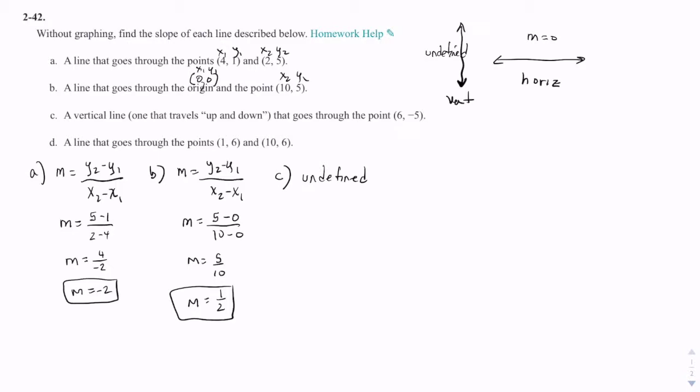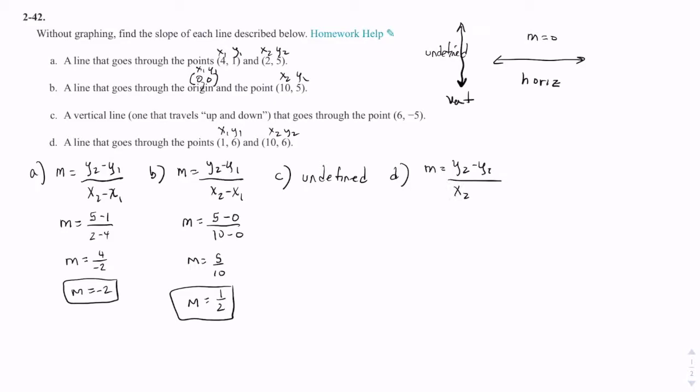And then D, a line that goes through these 2 points. So again, it's x1, y1, x2, y2. And if you notice, they're giving us a horizontal line. They could have just said, what is it for a horizontal line? But they didn't. They gave us 2 points. So we could just use our formula. We could just recognize it's a horizontal line and write m equals 0.